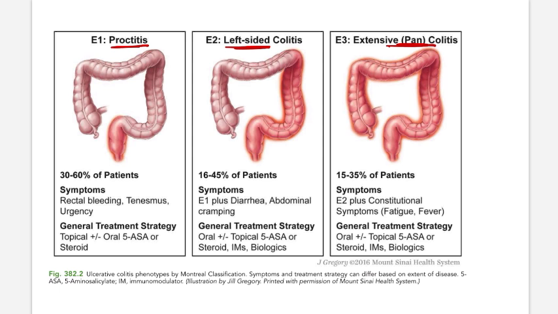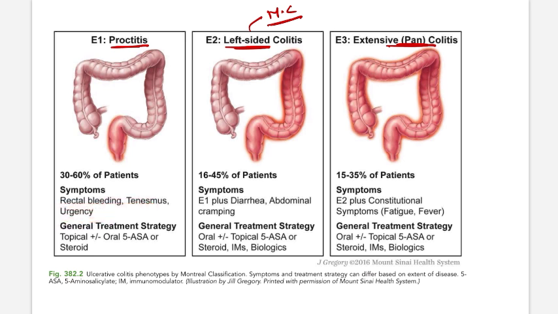More common is this presentation. Left side colitis is most common. Okay, come to this: if the patient presents with ulcerative proctitis, what are the symptoms? Rectal bleeding, tenesmus and urgency will be there.